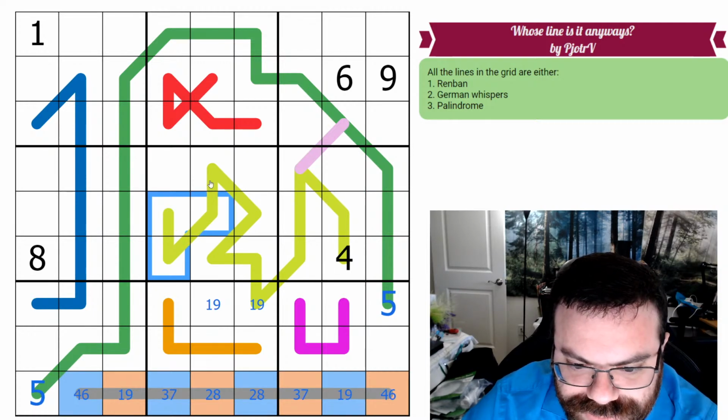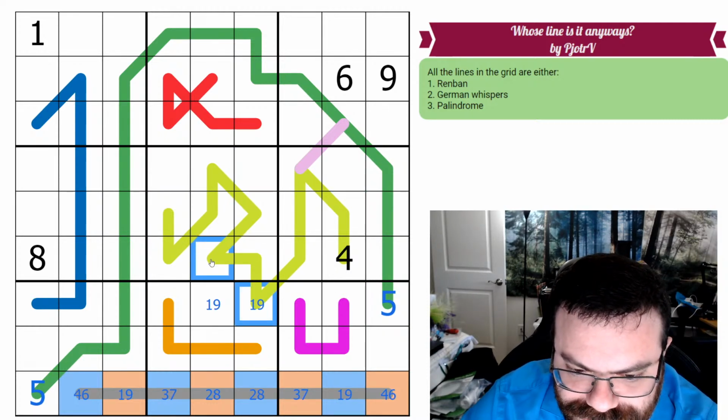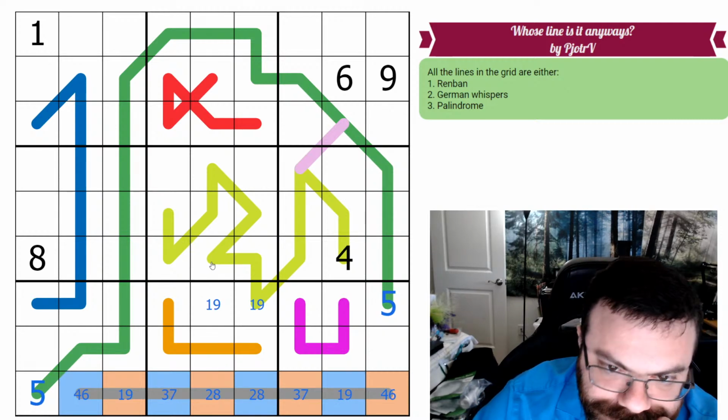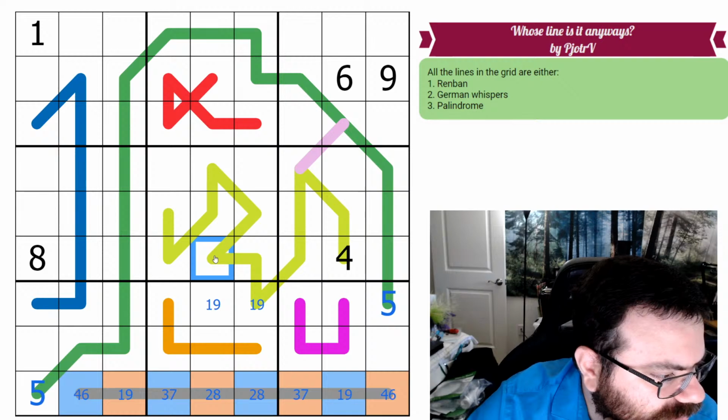Let's see, 1, 2, 3, 4, 5, 6, 7, 8. 1, 2, 3, 4, 5, 6. This is the center. If it's a palindrome, that would put a 1, 9 here. That seems okay so far.